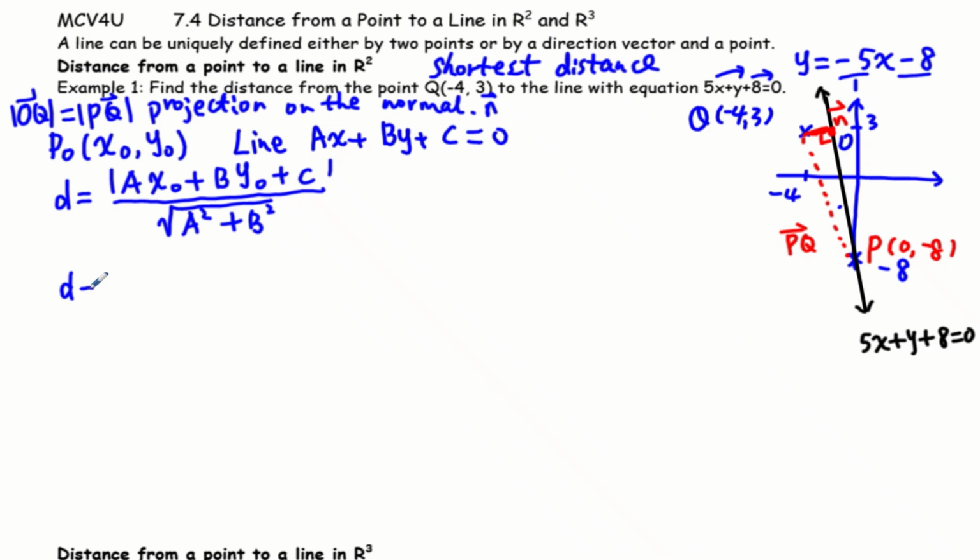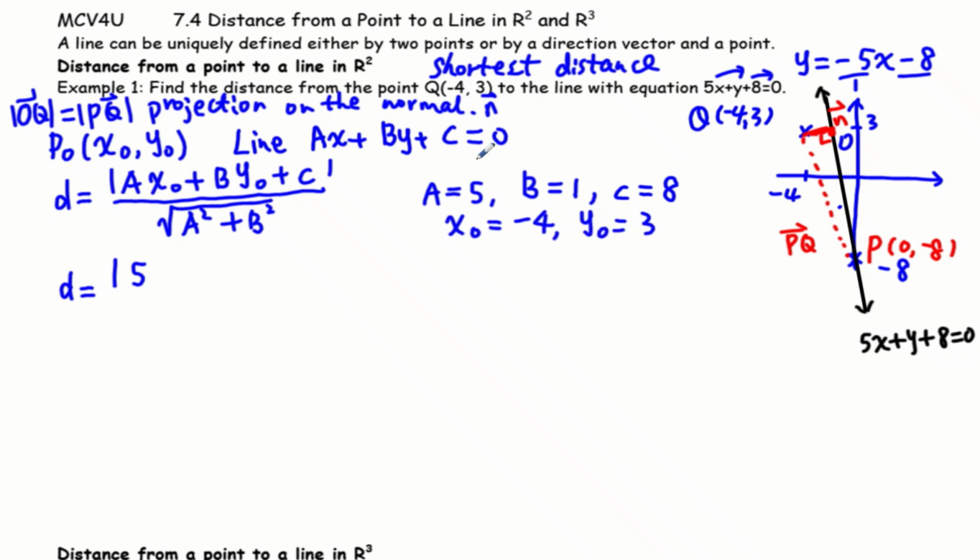So d equals, we sub in, a is 5, so we find a equals 5 for this question. B equals, no number at front of y, it means it's times by 1. No number for multiplication is 1. No number for adding or subtracting is 0. So C equals 8. Then the x0 equals -4, y0 equals 3. We just sub all the 5 numbers into this equation.